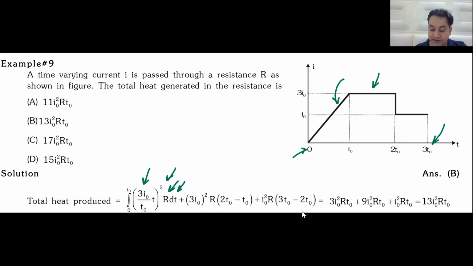This is very simple. It's a constant current. This is also very simple. It is constant current. Find out the current, square it, multiply by R, multiply it by dt, and you are done. Once you integrate it, you are done. Do we understand this? Yes, sir.